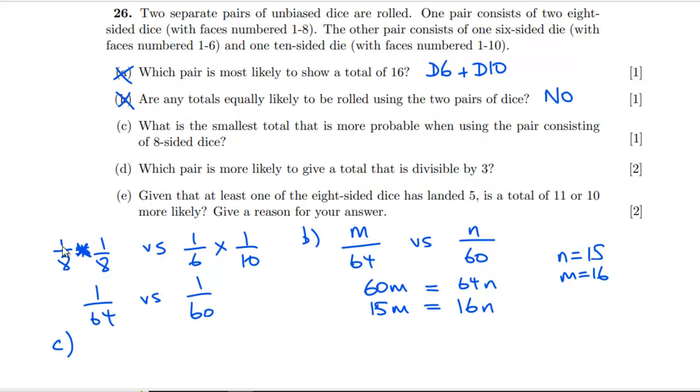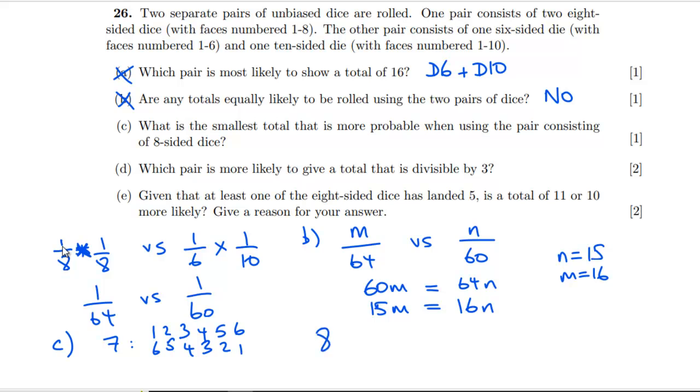So how do these things go? Well, nothing changes until you get... Even on 7, if you're going 7 as a total, we still don't have any real differences here because you can do 1 and 6, 2 and 5, 3 and 4, 4 and 3, 5 and 2, 6 and 1, and we can do those on all dice. So that's just going to be 6 over 64 and 6 over 60. So it's still going to be more probable on the 6 and 10.